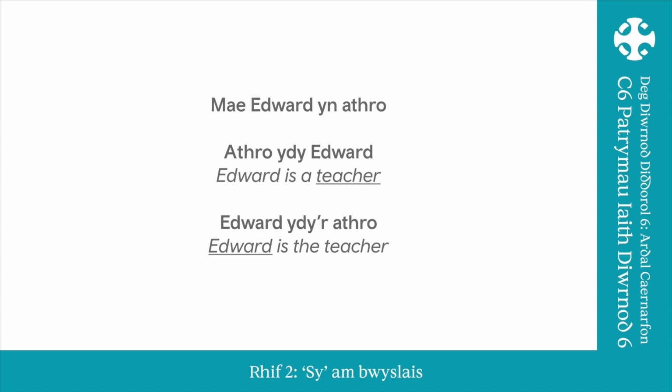Athro ydy Edward. Edward's a teacher. Edward ydy'r athro. Edward's the teacher. The first word is the emphasised part. The ydy here works like an equal sign. This is an identification structure. Athro equals Edward. Edward equals yr athro. The words after the ydy are a specific person or thing. Edward, the teacher.